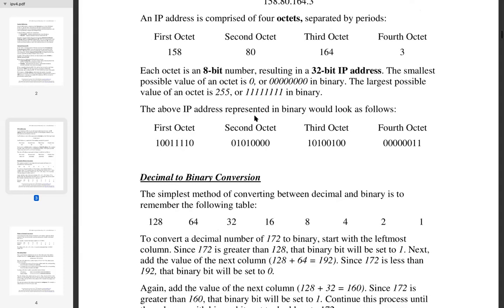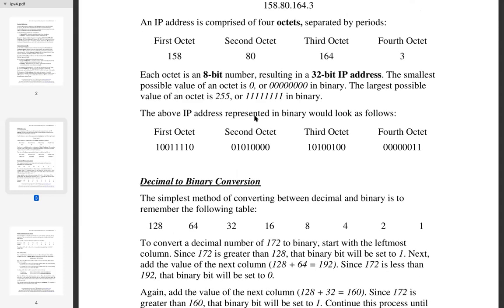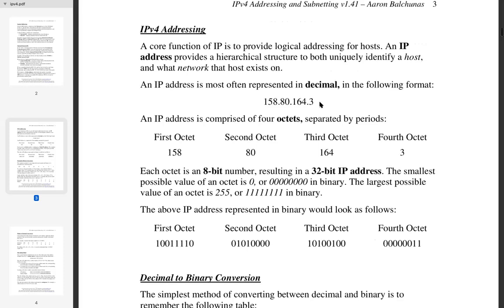Now, the octets are divided into first, second, third, and fourth octets. You see this IP address there, 158.80.164.3. They are the 4 octets. The first, 158, is the first octet. The second one is the second octet. The third one is the third octet. And the last one is the fourth octet.